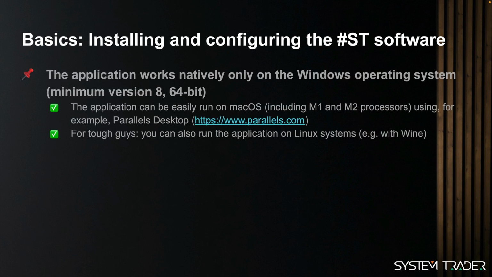But before we start, you have to remember that ST software works only on Windows operating system, and it has to be at least version 8, and it has to be 64-bit. However, if you are using, for example, an Apple computer and you have Mac OS, you still can run the application, even if your processor is M1 or M2. But for that purpose, you have to use a so-called virtual machine.